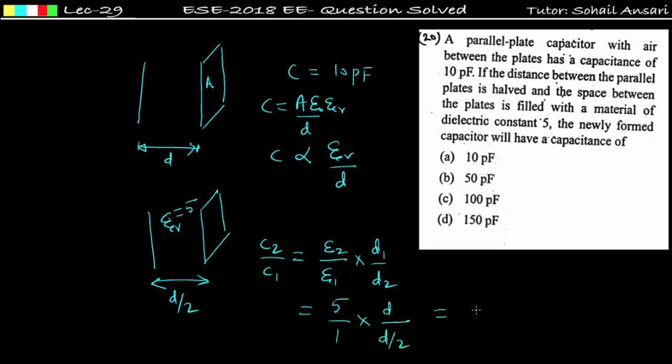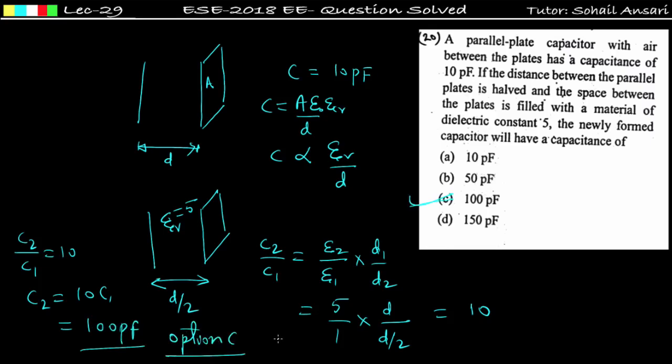So it will be equal to 10. So what I am getting? I am getting C2 upon C1 is equal to 10. So new capacitance C2 will be equal to 10 times C1, and the value of C1 is 10 picofarad. So it will be 100 picofarad. So option C is correct.